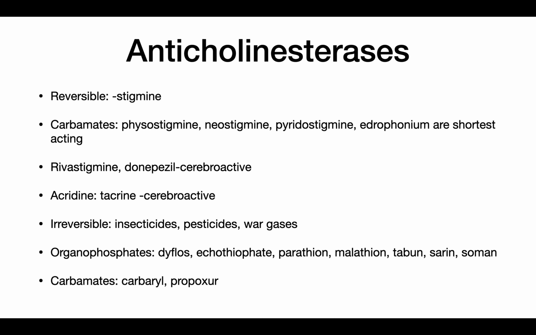Okay, so to go back, the reversible anticholinesterases is going to end in stigmine. So there are all of these. Acridine or tacrine are going to be cerebroactive. This is important because these can also be used to treat like Alzheimer. Irreversible anticholinesterases come from insecticides, pesticides, and war gases. So tabun, sarin, soman, carbamates. These are also irreversible, and those would be carbaryl and propoxur.